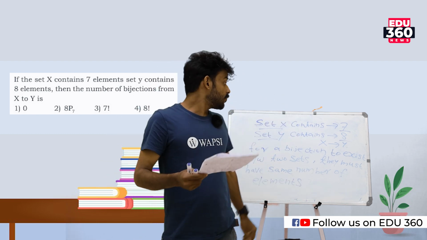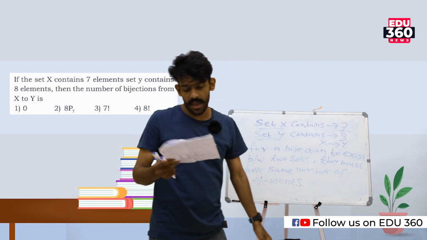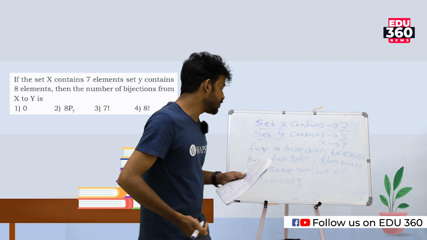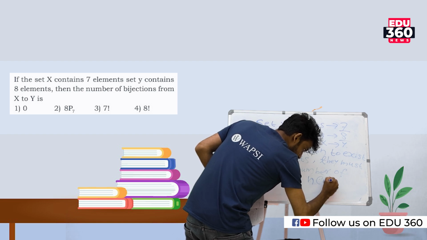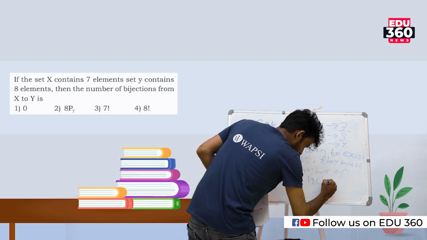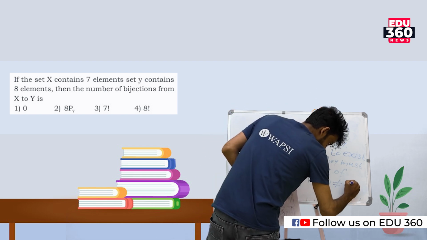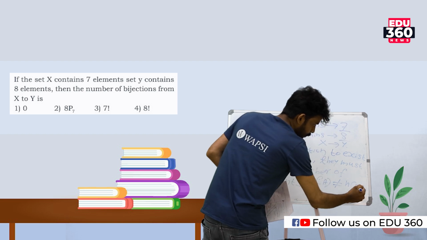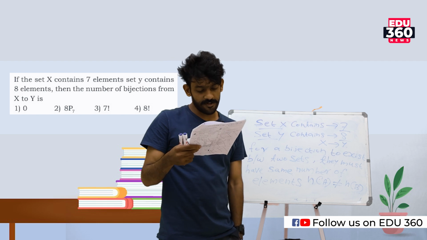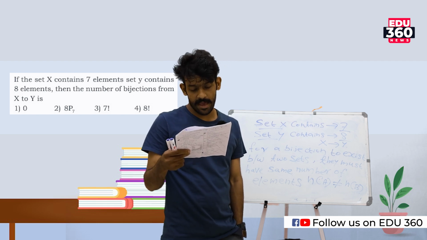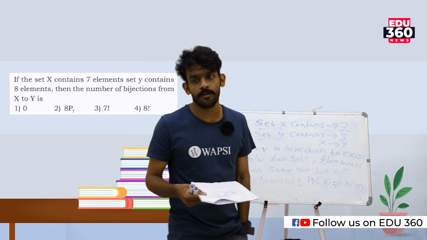Same number of elements. So we know that for set X, the number of elements is 7, and for set Y, the number of elements is 8. So simply we can write that the number of elements in A, n(A), is not equal to the number of elements in B, n(B). So for this question, option A is the correct answer. That is, option 1, 0, is the answer for this question.